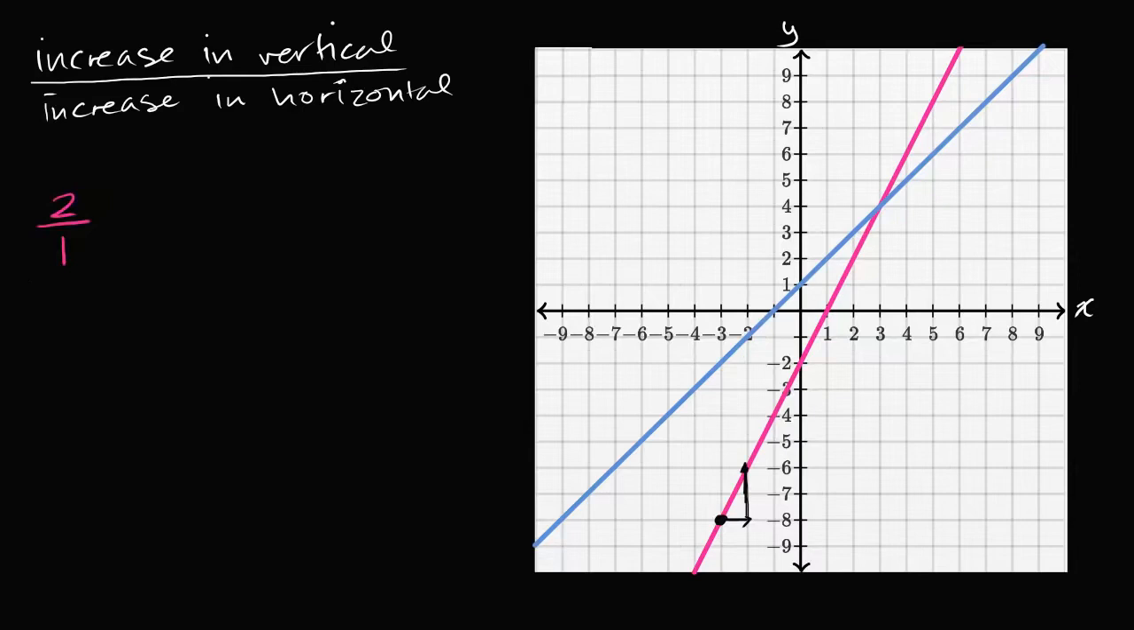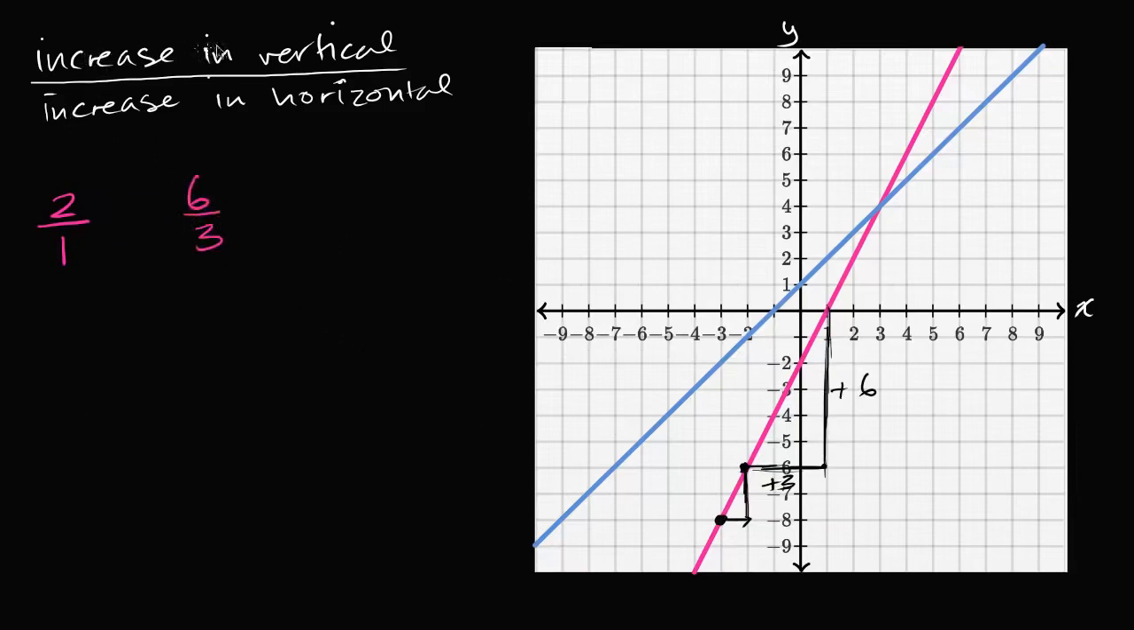Let's see, does that still work? If I were to start here, instead of increasing the horizontal direction by 1, let's increase by 3. So now I've gone plus 3 in the horizontal direction. Then to get back on the line, how much do I have to increase in the vertical direction? I have to increase by 1, 2, 3, 4, 5, 6. So plus 6. When I increase by 3 in the horizontal direction, I increase by 6 in the vertical.